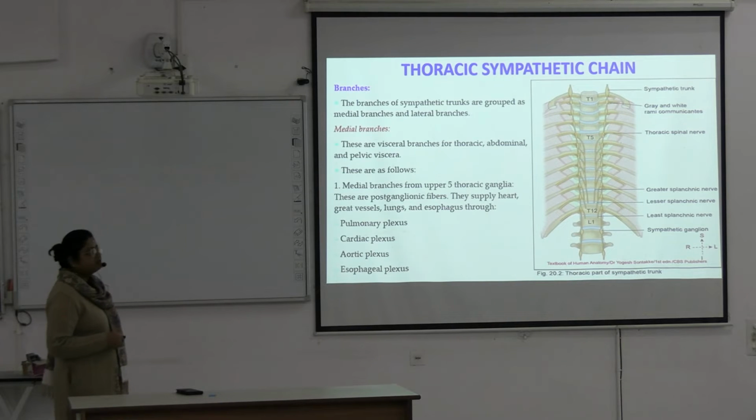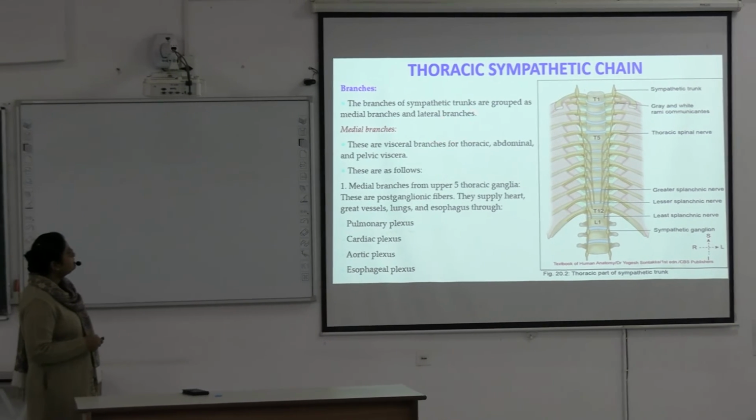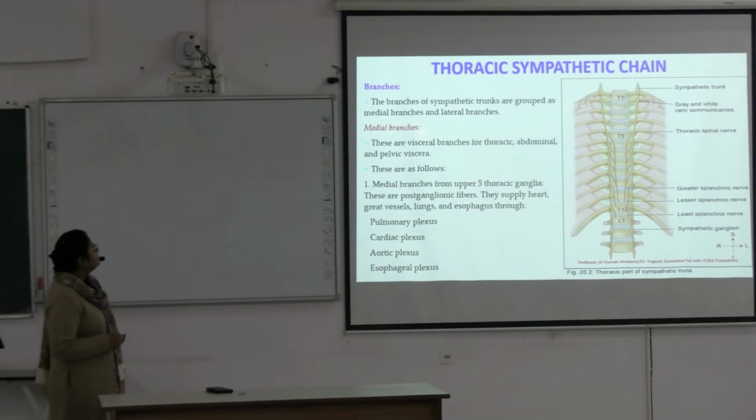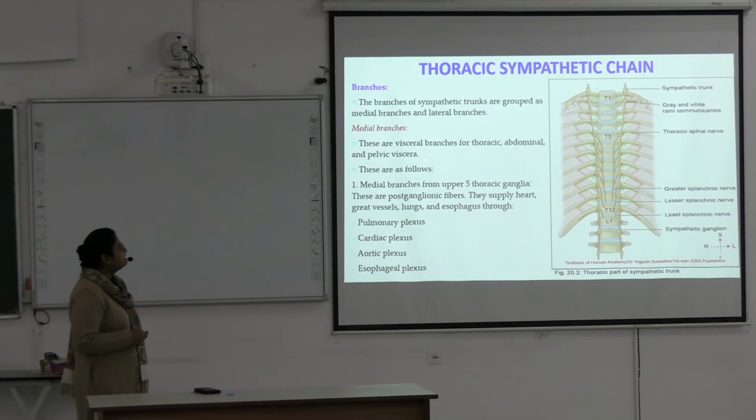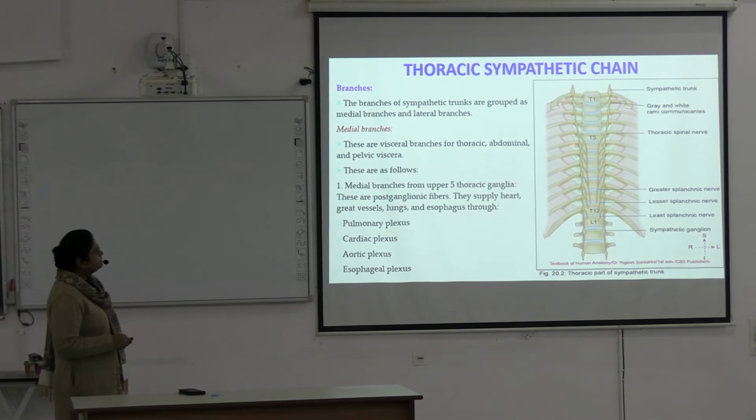What are the branches of this sympathetic chain? The branches of sympathetic trunks are grouped as medial branches and lateral branches. Medial branches are visceral branches for the thoracic, abdominal and pelvic viscera. See, these are the medial branches. Medial branches from the upper 5 thoracic ganglia, 1 to 5, are not taking part in formation of splanchnic nerves.